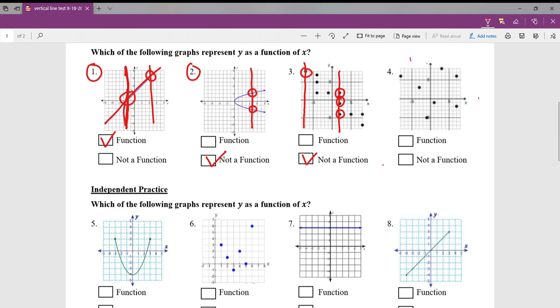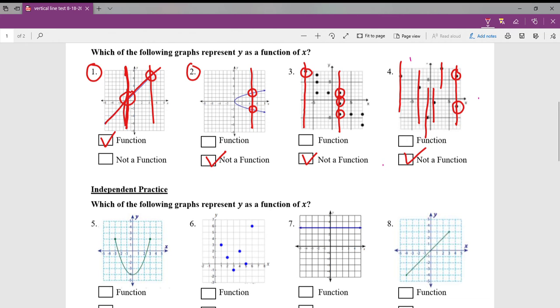Okay, and I'm going to do one more with you together. I'm going to come over here on number 4. I draw this vertical line. I only hit 1 point, 1 point, 1 point through all of these except right here. On this vertical line, I hit 1 point and 2 points. So because I hit those 2 points, it is not a function.